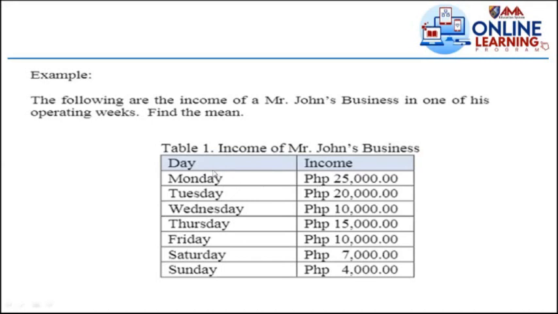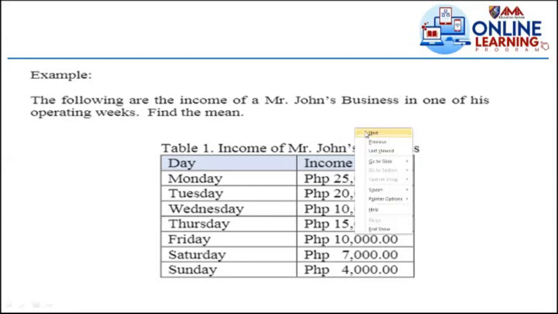X is the value of the element, n is the number of elements. Let's say for example, the following are the income of Mr. John's business in one of his operating weeks. Find the mean. So we have the day, Monday, Tuesday up to Sunday. Income, 25,000 during Monday. Then Tuesday, 20,000. Wednesday, 10,000. So we're going to look at the weekly income. He has more income during Monday, and then it goes down until Sunday. So what we're looking for here is the mean of the income of Mr. John's business. So how are we going to do that?